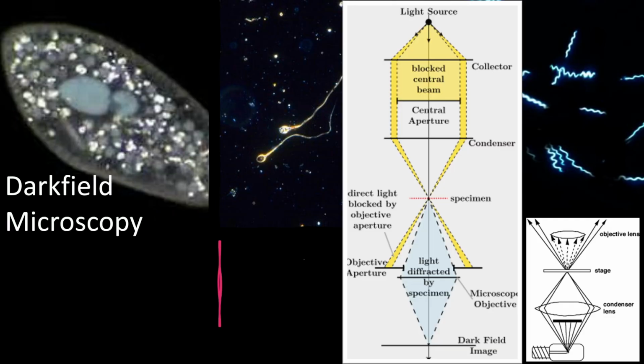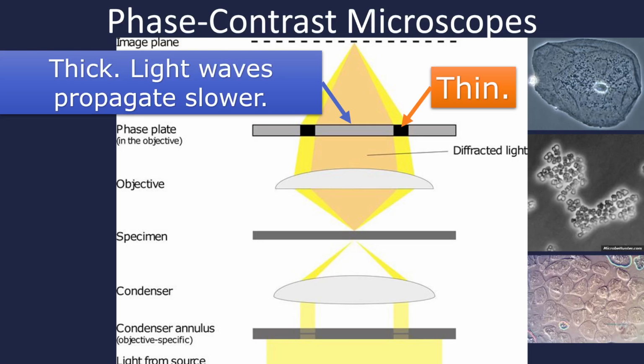Dark field microscopy is like the opposite of bright field. Dark field microscopy casts a hollow cone of light that misses the lens entirely. So, only light scattered by the specimen reaches the objective, making unstained microbes glow bright on a dark background.